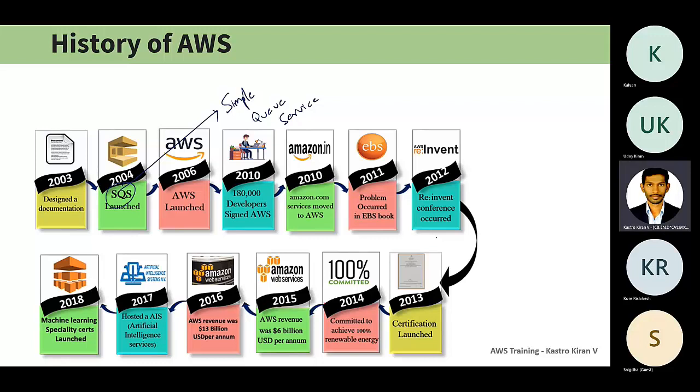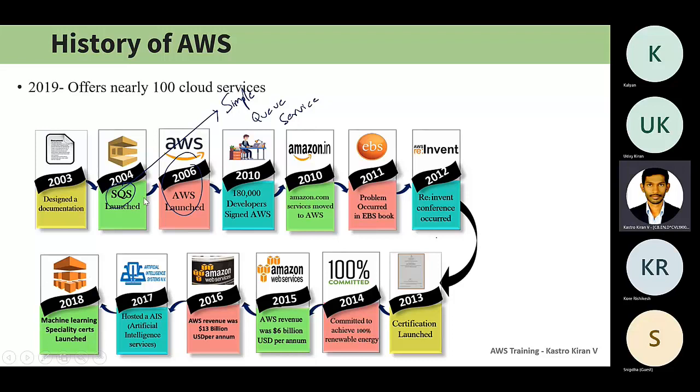Okay, so even if you are writing any kind of certification exam, if you get a question like when was AWS launched, you have to say 2006 only, not 2003 or 2004. But if they ask what was the first service that was launched, you have to say SQS. Simple Queue Service is the first one which was launched.